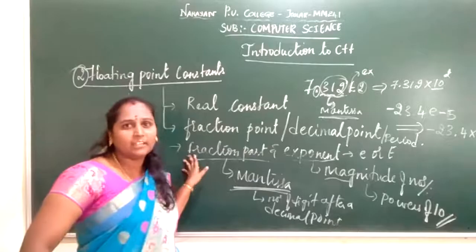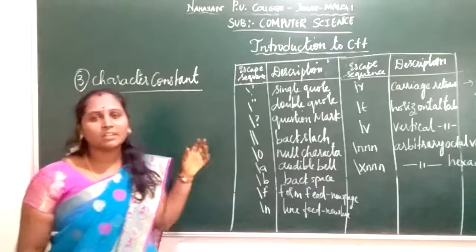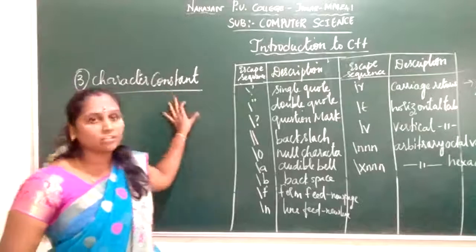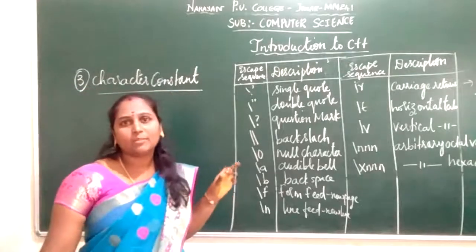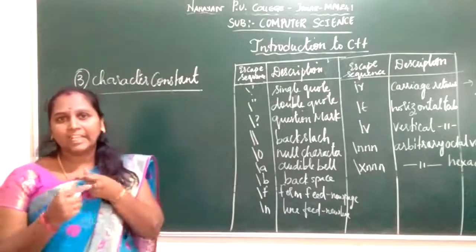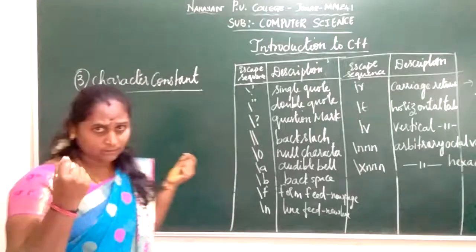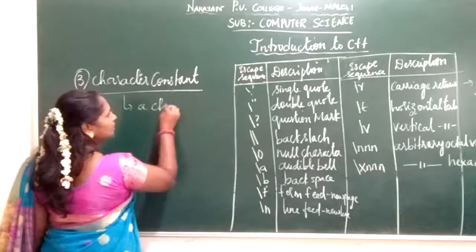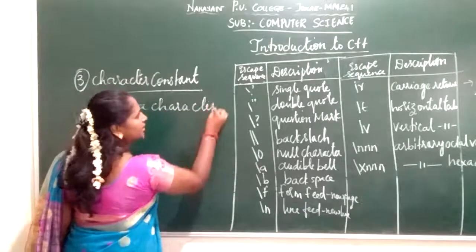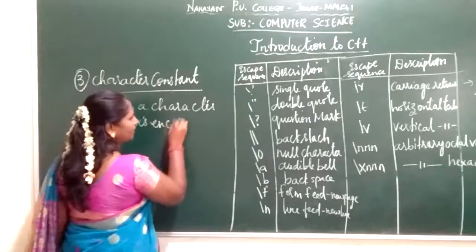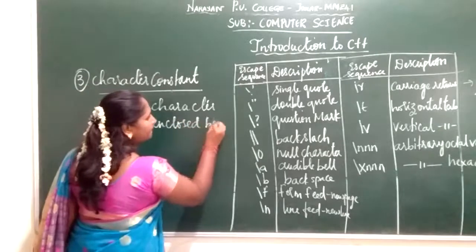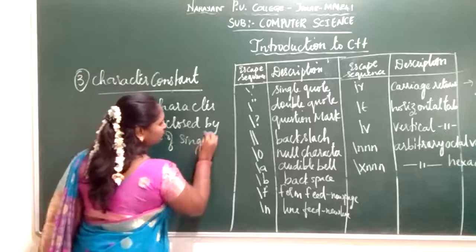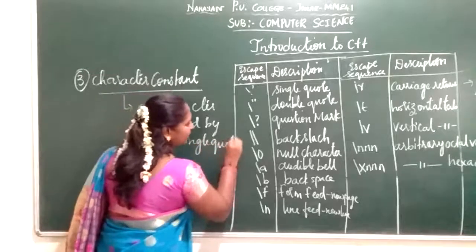Next we will see character constant. The third constant under tokens is your character constant. This character constant is a single character enclosed by a pair of single quotes. We call it a character constant.